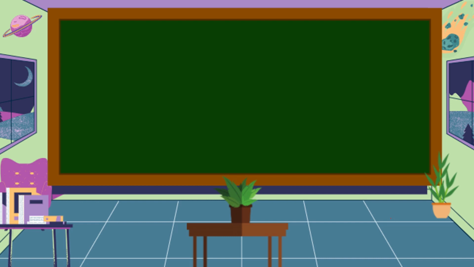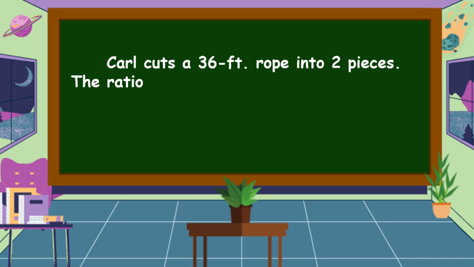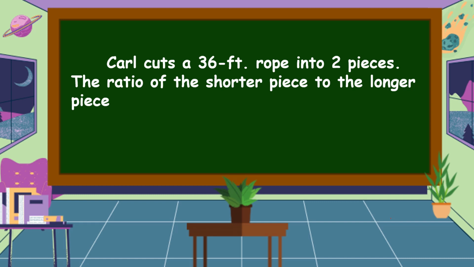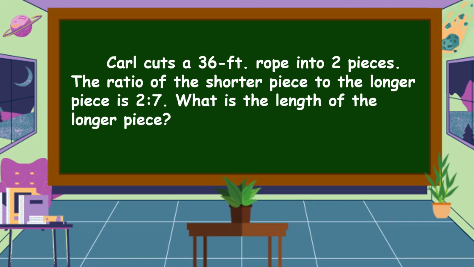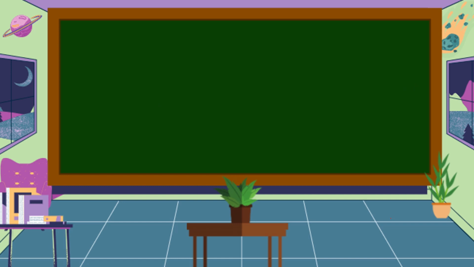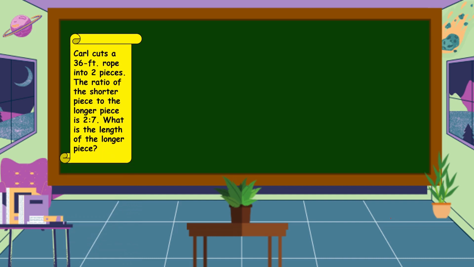Our second problem. Carl cuts a 36 feet rope into 2 pieces. The ratio of the shorter piece to the longer piece is 2:7. What is the length of the longer piece? This problem is an example of partitive proportion. Let's analyze and solve the problem.